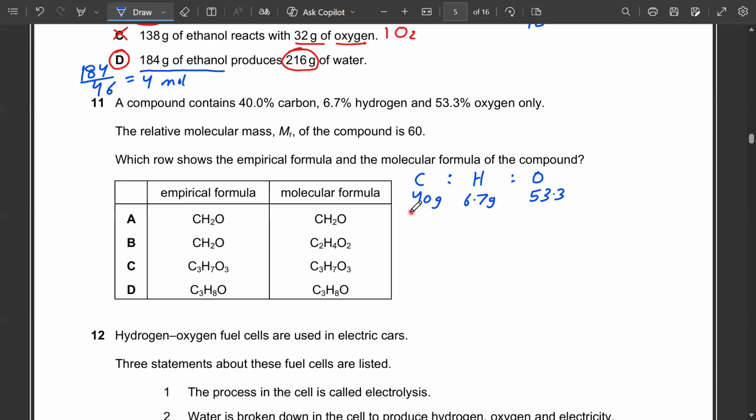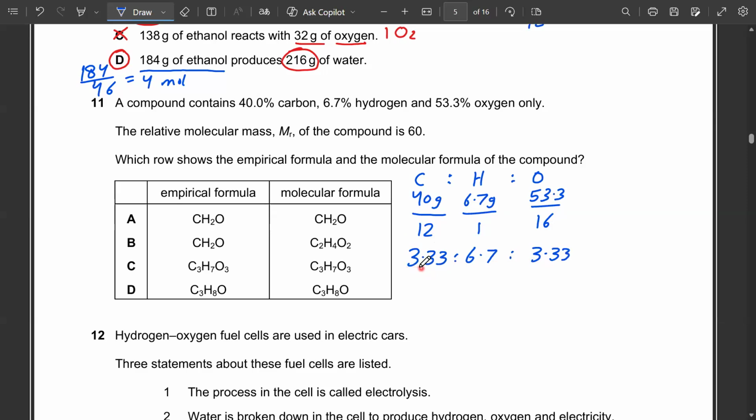Now convert these values into moles, which means we need to divide with their respective Ar values. For carbon, we know it's 12. For hydrogen, it is 1. For oxygen, it is 16. Now, if you do the calculation, this value will be equal to 3.33. This value will remain as such, 6.7. And 53.3 would also give you 3.33. So these are the moles calculated.